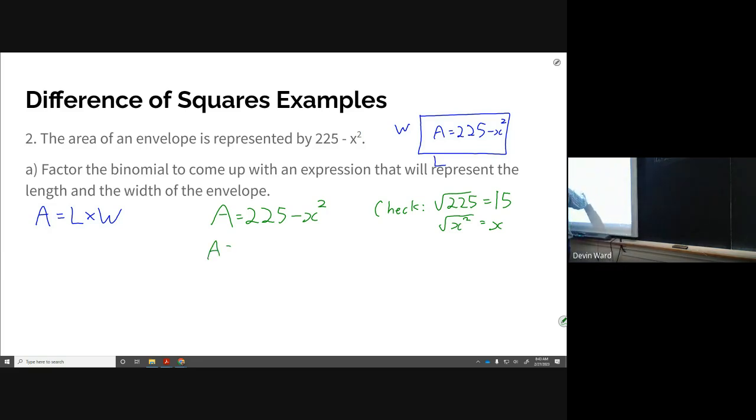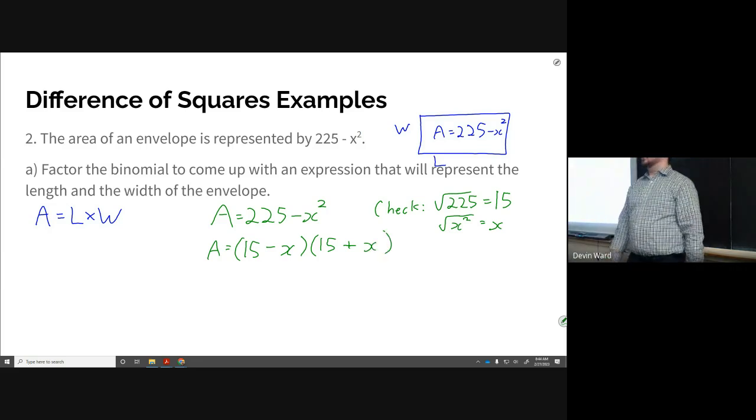Okay, so our area, we can do brackets with a plus and a minus. Our first number is 225, so we're going to use 15. 15 minus x, 15 plus x. You write that, because that one works out to a whole number.